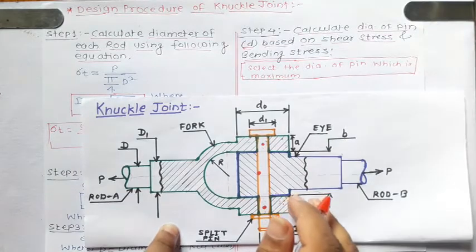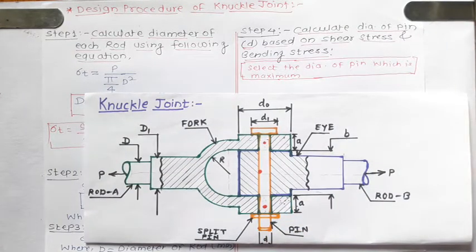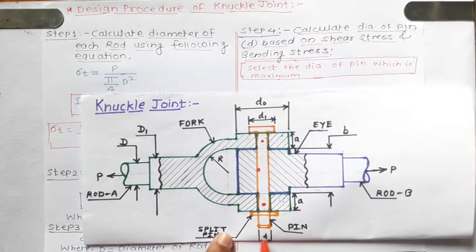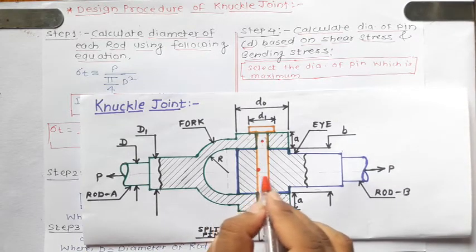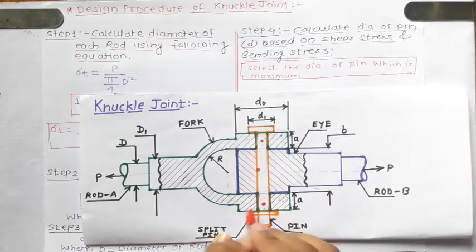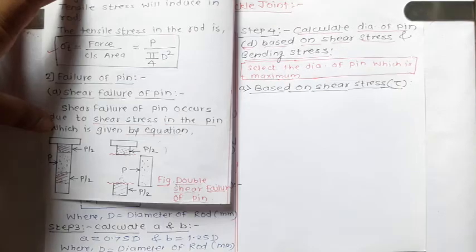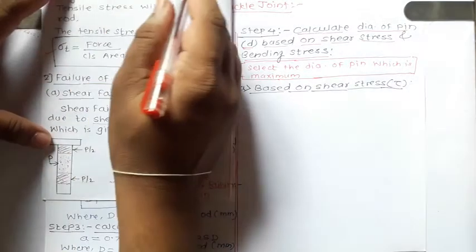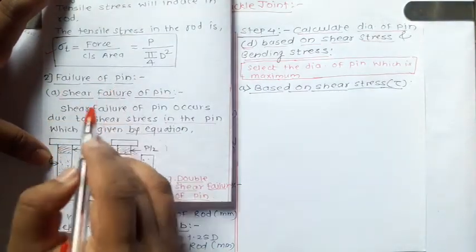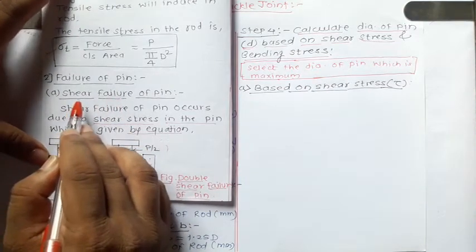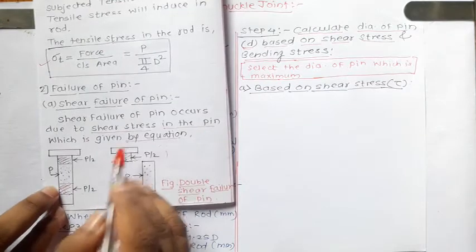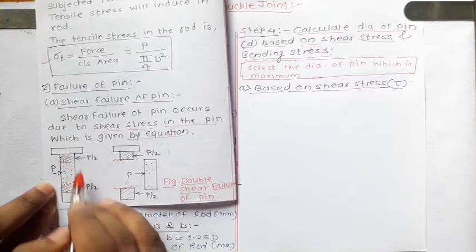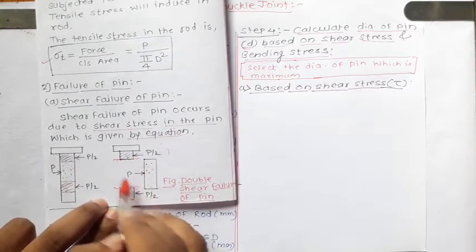So first of all we'll see how to find out the diameter of pin based on shear stress. And in this diagram you can see this is the pin whose diameter is small d. So the diameter of pin, this is small d, is inserted into the common hole of this fork end and I end. So in order to find out the diameter of pin based on shear stress, we have to refer to the stress equations for knuckle joint article. In that we have studied the failure of pin under shear stress, that is we have studied the shear failure of pin. And in this we have seen that this is the pin which is subjected to loading like this, P at the middle region, P by 2 at the free ends, and because of that this pin will fail in this way.